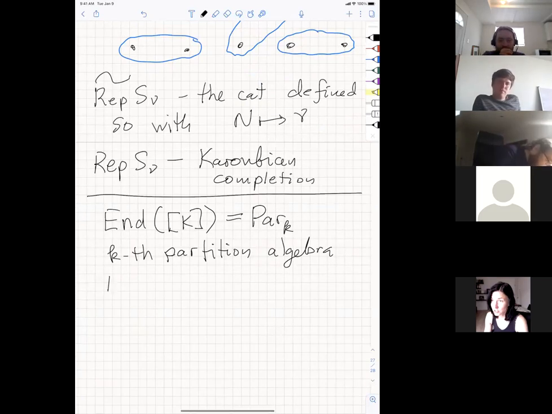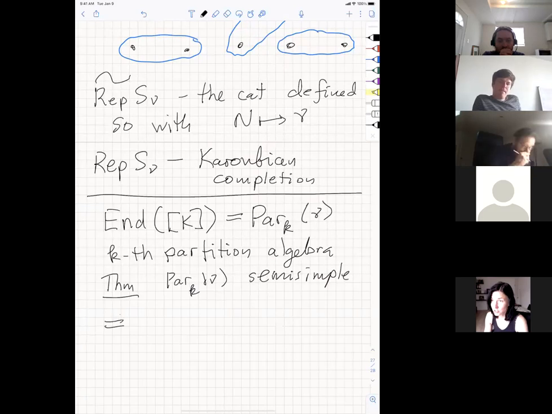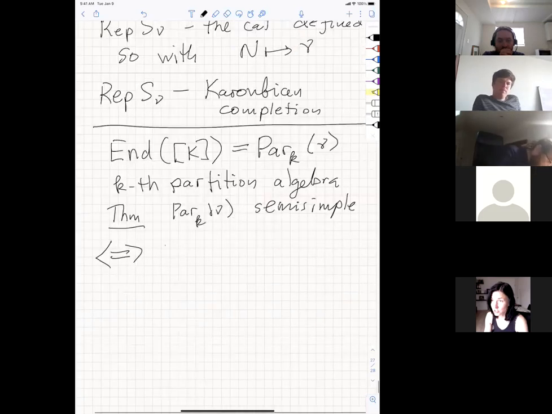And there is a theorem. This depends on the parameter nu. And there is a theorem that people proved, I think probably Halverson and Ram, that this is semi-simple if and only if nu does not equal 0, 1, 2, and so on. So here only positive integers are bad and negative integers are okay.